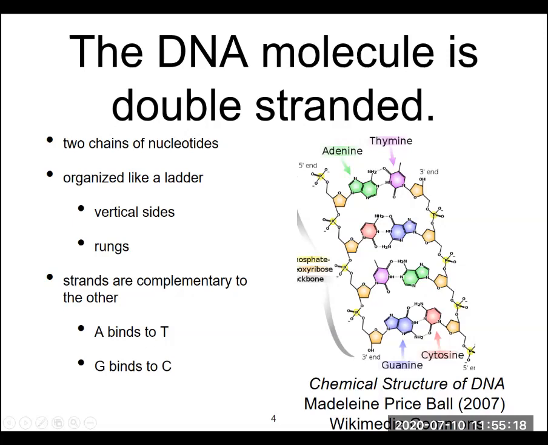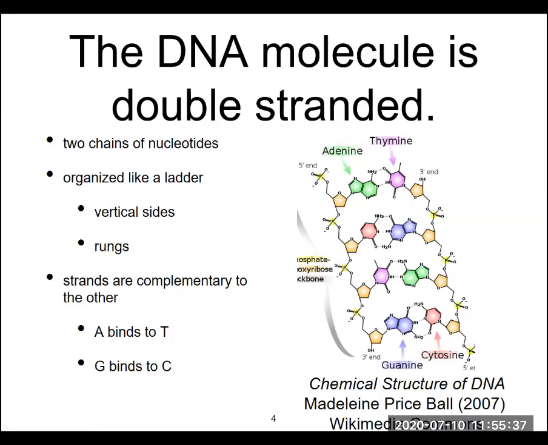And they're going to be complementary. So where we have an A on one strand, we're going to have a T. So if we've got a T down here, we're going to have an A over there. And where we have a C, we're going to bind to a G. If we have a C here, we're going to bind to another G over here. And so we've got some rules on how this molecule is going to be working.